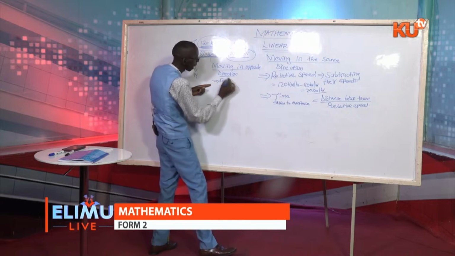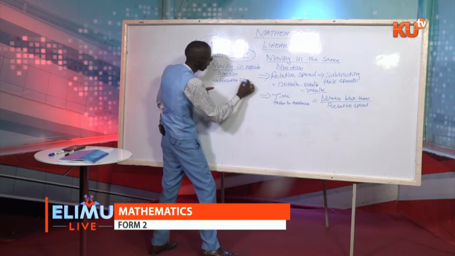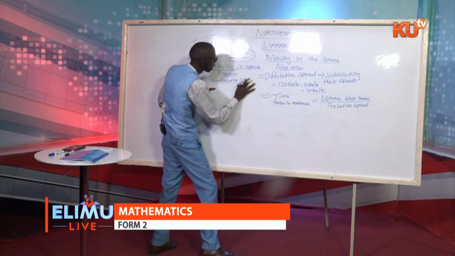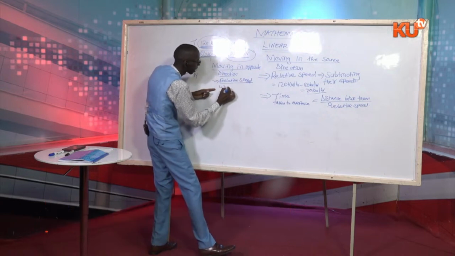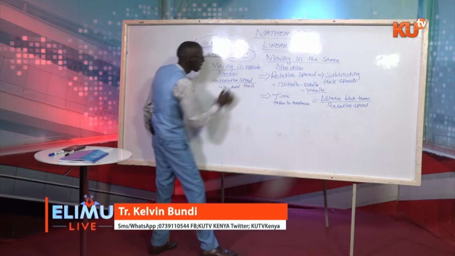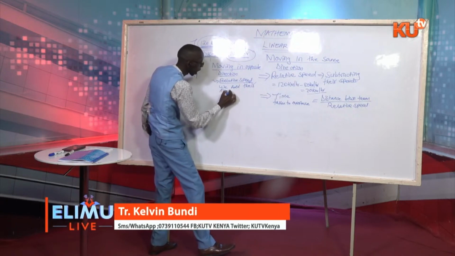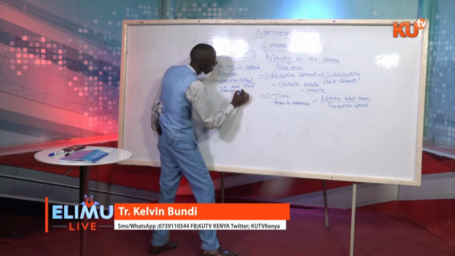Relative speed for vehicles moving in opposite direction, we add their average speeds.